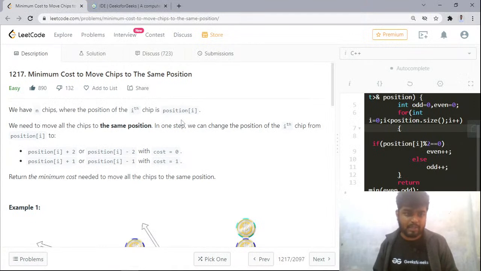Today in this video we'll be discussing the LeetCode daily challenge for today, that is 7th of December, and the challenge name is minimum cost to move chips to the same position, right? So this is the problem of the day for 6th December.